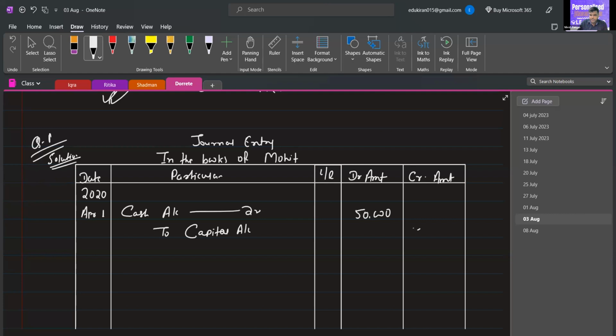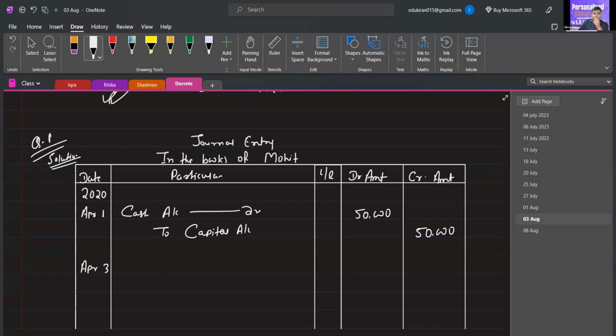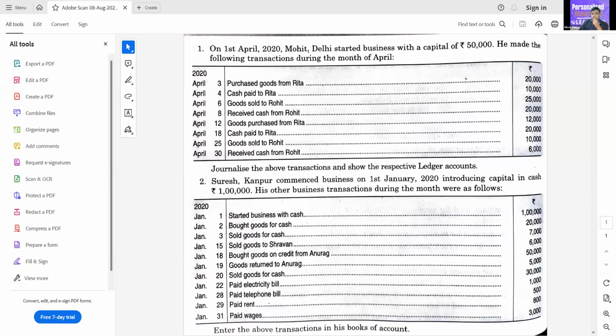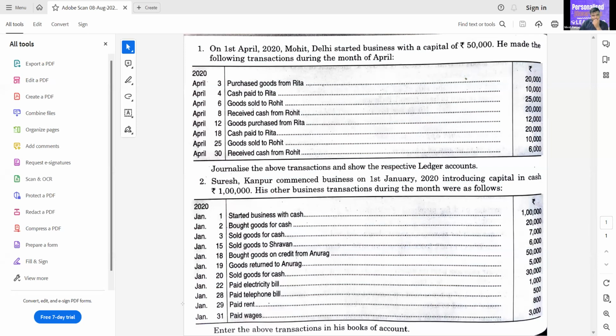Started business with cash 50,000. Sir, it is not even mentioned. Please see the question again. On 1st April 2020, Mohit Delhi started business with a capital of 50,000. Okay, sir. So it is given.